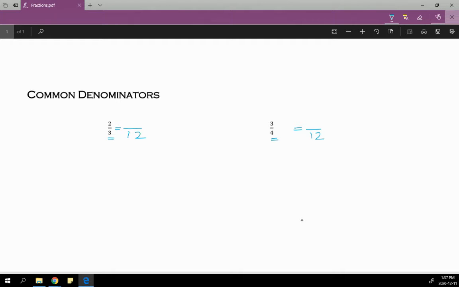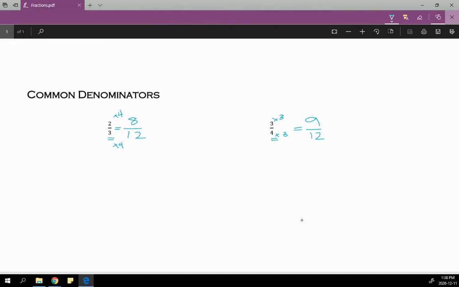Now, you need to think about, okay, what did I do to get there? So I would have to multiply 3 times 4 to make it 12. So that means I'm going to have to multiply my numerator by 4 as well. So 2/3 is the same as 8 over 12. Now over here with our 3/4, same idea. What would I have to multiply 4 by to make it 12? I would have to multiply it by 3, which means I would also have to multiply my numerator by 3, and 3 times 3 is 9. So 3 over 4 is the same as 9/12.